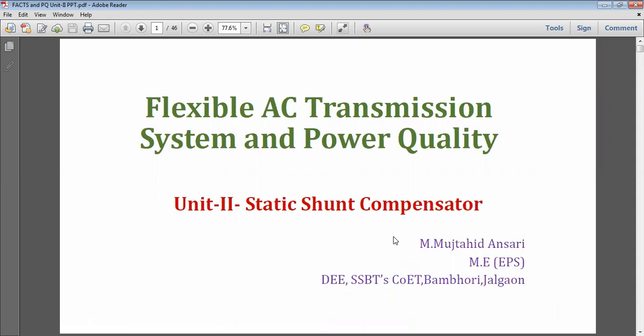There are different types of FACTS controllers. One may be connected in shunt or series. Basically, the shunt compensator is a shunt FACTS device. It is one kind of controller which provides variable impedance or a variable source, or a combination of these two.